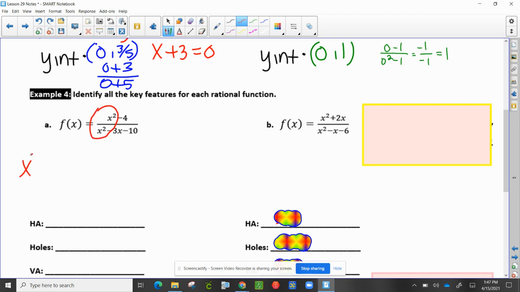We have x squared over x squared. So remember, when our degrees, our exponents, are the same, our horizontal asymptote is the ratio of coefficients. My coefficients here are both little imaginary ones. 1 over 1 would give me a horizontal asymptote at 1. 1 divided by 1 is still 1.